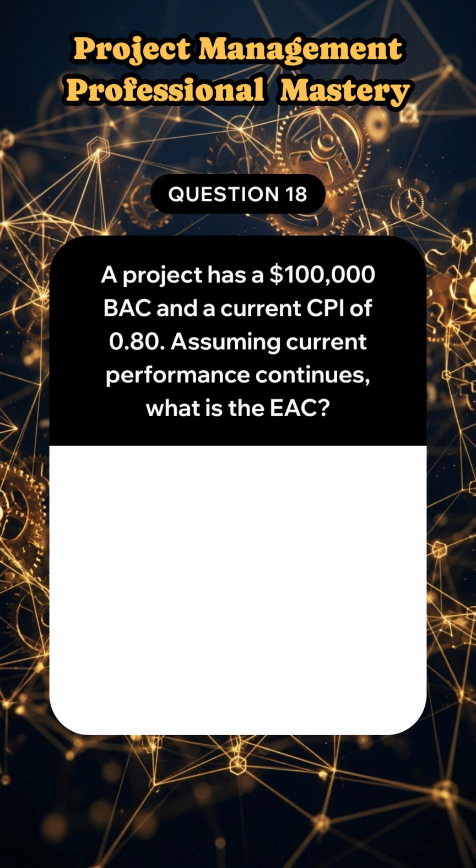A project has a $100,000 budget at completion and a current cost performance index of 0.80. Assuming current performance continues, what is the estimate at completion?